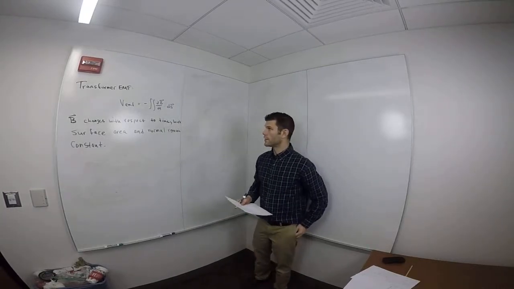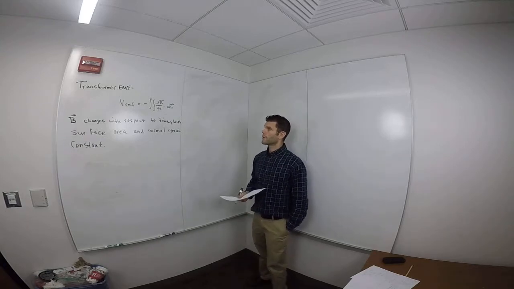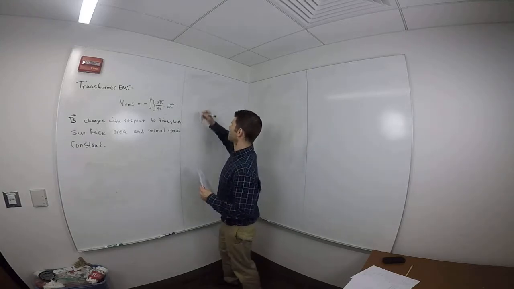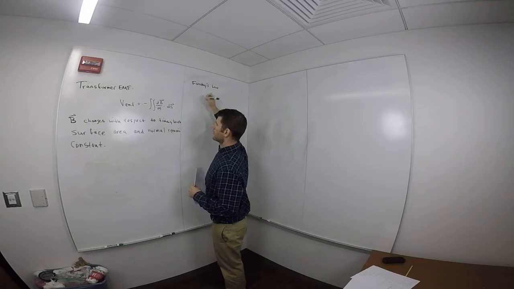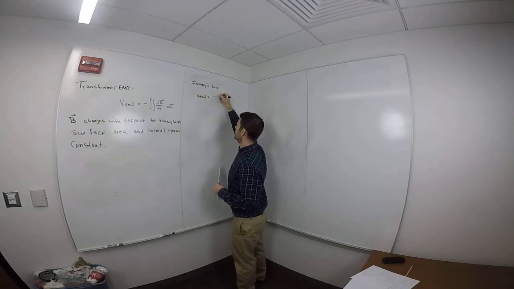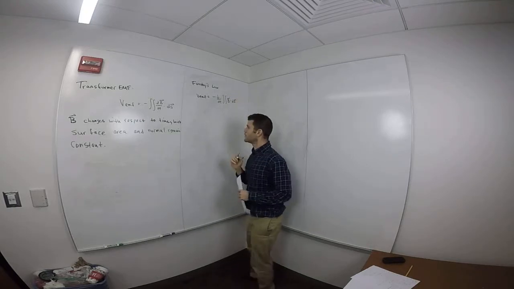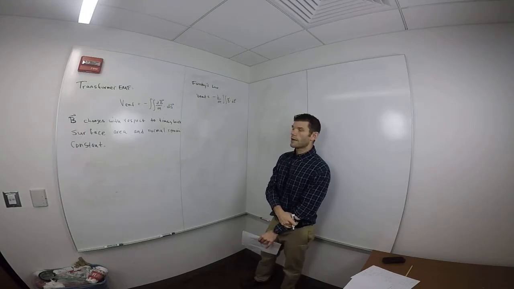Okay, so the next topic we're going to talk about is what's called transformer EMF. Recall that Faraday's law says that V EMF is equal to negative derivative with respect to time of B dot ds. Okay, so if you look at this equation, we can induce a voltage basically in one of two ways.